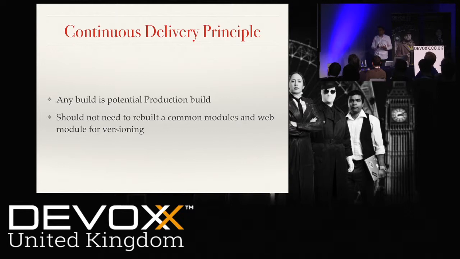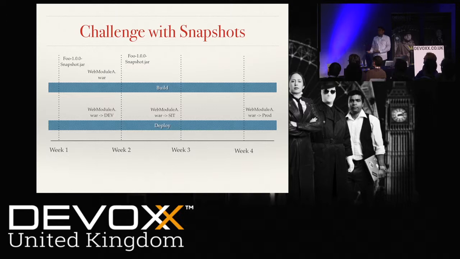The default answer that Maven gives us is to use snapshots. Use snapshots and make your web module dependent upon a snapshot build. A new build of the common jar is produced, a new snapshot is available, and automatically your web module build is going to pick up the new snapshot. That is okay, but it produces some challenges.